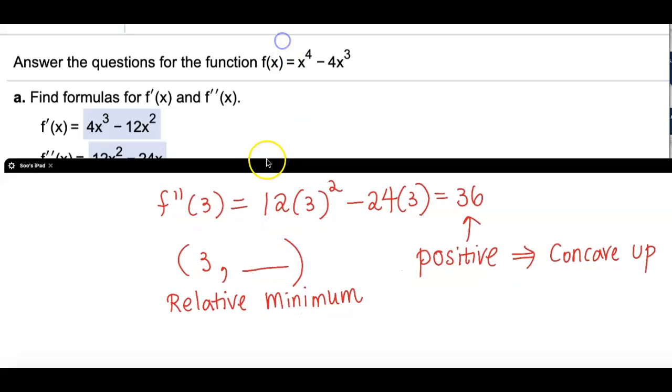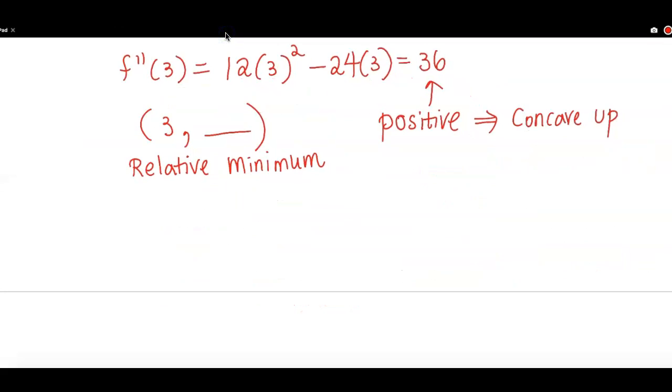Maybe I should have done that first because you guys like picture better, don't you? I like the picture better. This is what concave up looks like. So that's why this point is going to be a relative minimum. So we found it all. This is going to be concave up and it's going to be a relative minimum.